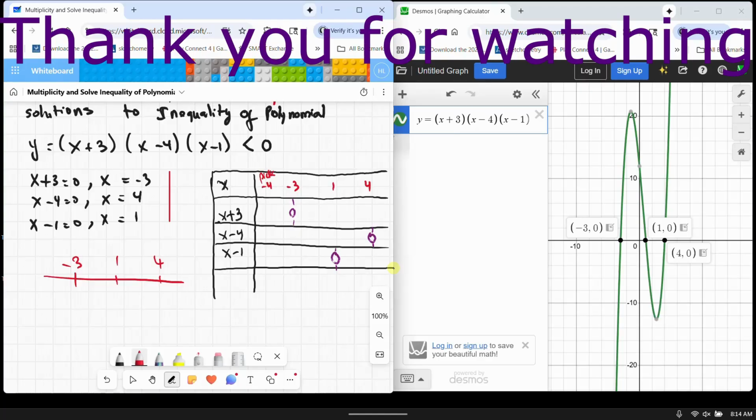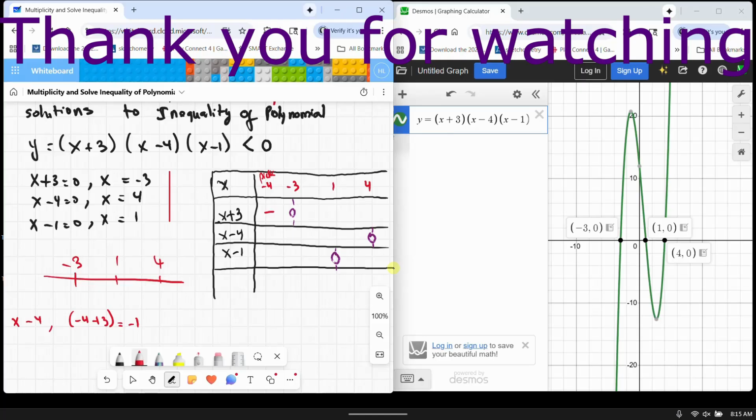If I pick negative 4, I have to plug it into x plus 3 to see whether it is greater than 0 or less than 0. If I plug in negative 4, negative 4 plus 3 gives me negative 1, which is a negative number. So I'm going to put just a negative here. We just want to know the sign of each of the groups.